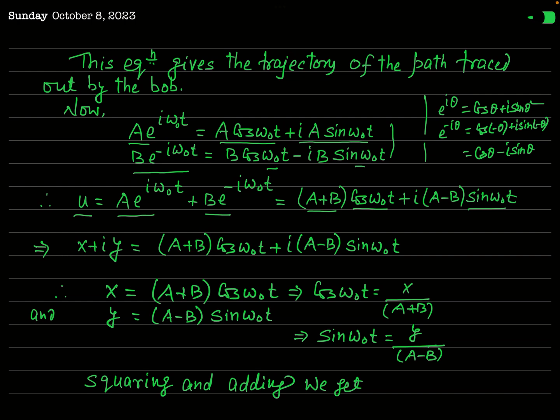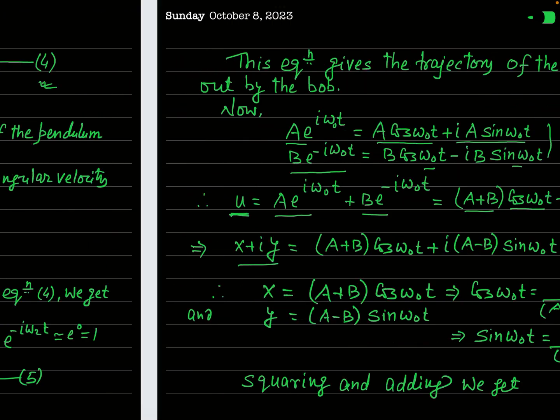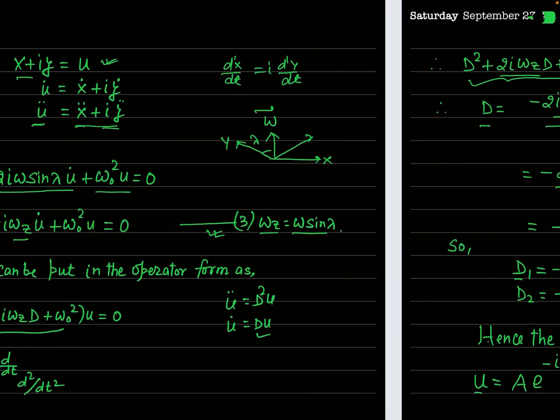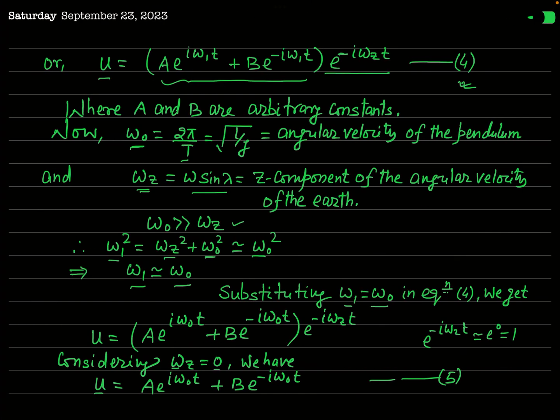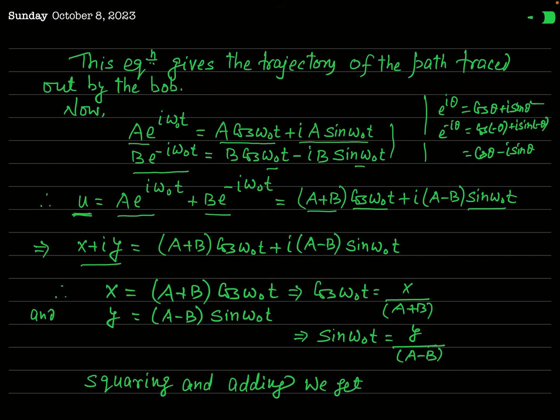But what is this u? Actually, we have considered that x plus iy is equal to u. We have already considered it. See here, I have considered that this x plus iy is equal to u. So in place of u, now again we will write x plus iy, and that will be equal to a plus b times cos omega naught t plus i times a minus b sin omega naught t. Now you know, if two complex numbers are equal, the real parts of the two are equal and the imaginary parts are also equal. Okay.